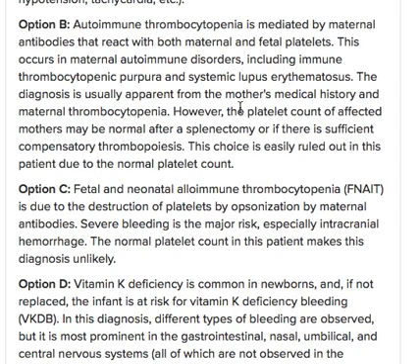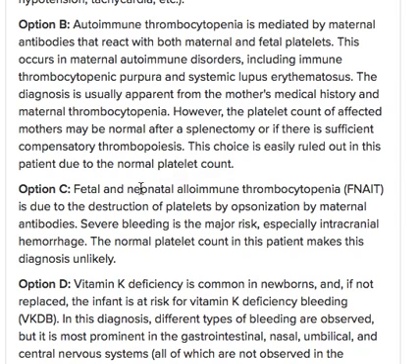thrombocytopenia. However, the platelet count of affected mothers may be abnormal after a splenectomy or if there is sufficient compensatory thrombopoiesis. This choice is easily ruled out in this patient due to the normal platelet count.